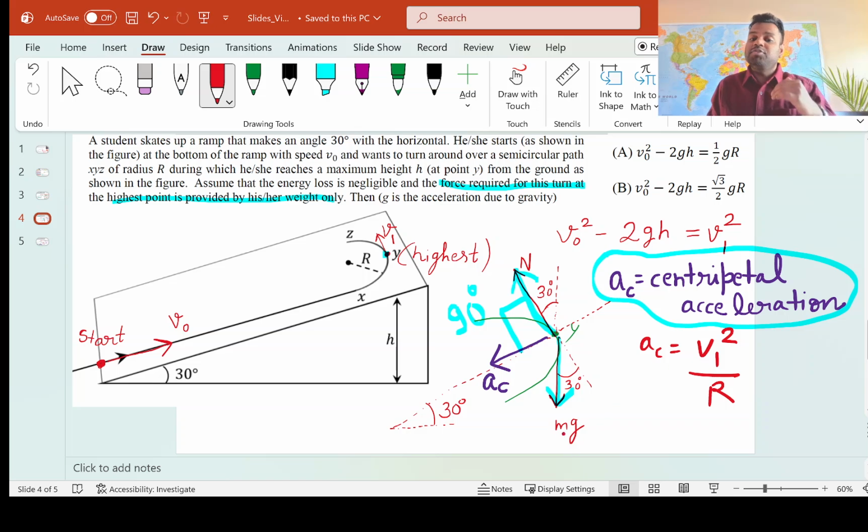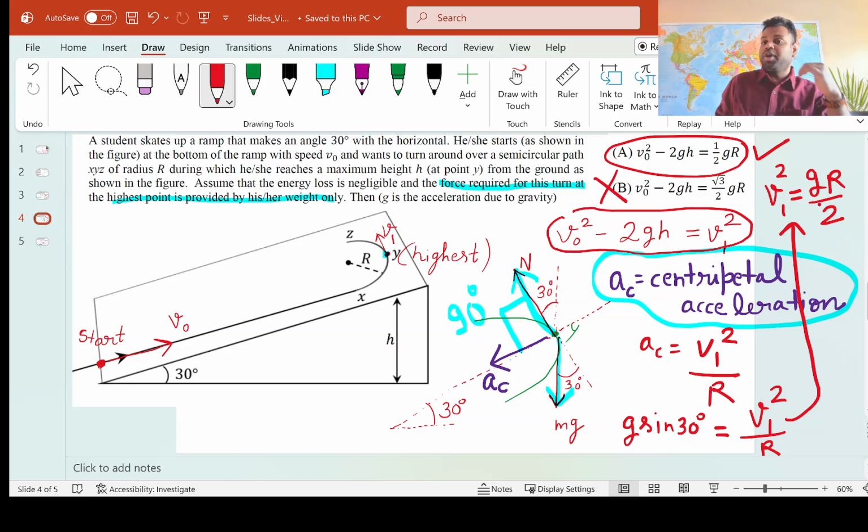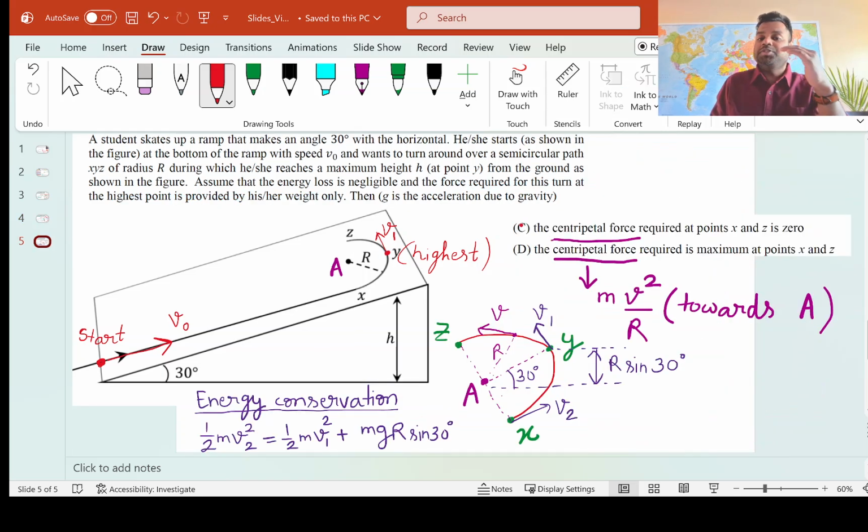So that force is provided by the weight component, right? So we will write g sine 30. That component is your AC, and that will be v1 square by R. And from here, you will see v1 square is gR by 2. So that means option A is correct and option B is incorrect, right? Because v0 square minus 2gh equal to v1 square we found out before, and now v1 square is gR by 2.